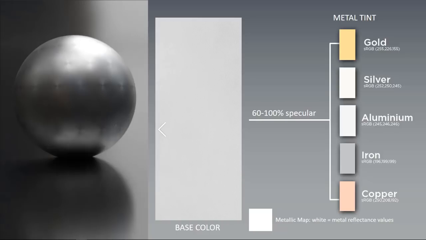You can see here that I have some examples of gold, silver, aluminum, and so on. Next to it, we've got an sRGB value for each. And you'll notice that these metal tint values are all pretty light in value. So the idea is that when we author these types of values into our base color map, we want to hit this 60 to 100% specular.